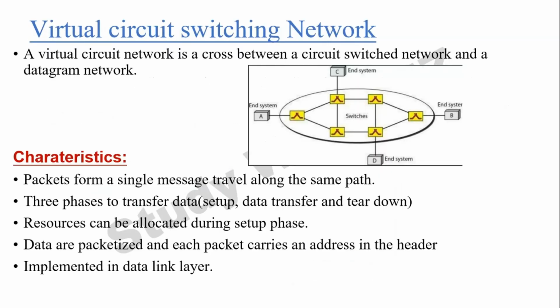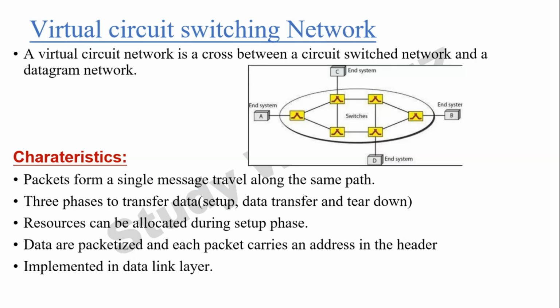Next, coming to virtual circuit switching network, it is a cross between the circuit switch network and the datagram network. In circuit switch network you have a hardwired path, and in datagram you don't have any path at all, so it is a cross between these two. Basically, it means there is a logical path existing here. So packets from a single message travel along the same path. The three phases here are setup, data transfer, and teardown. That is connection establishment, data transfer, and connection termination.